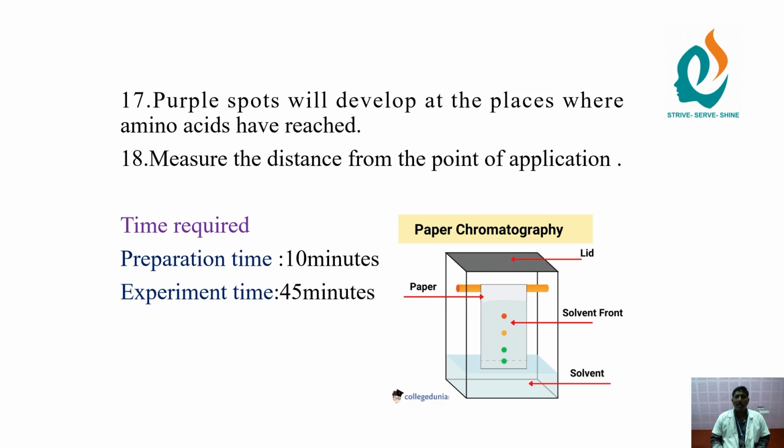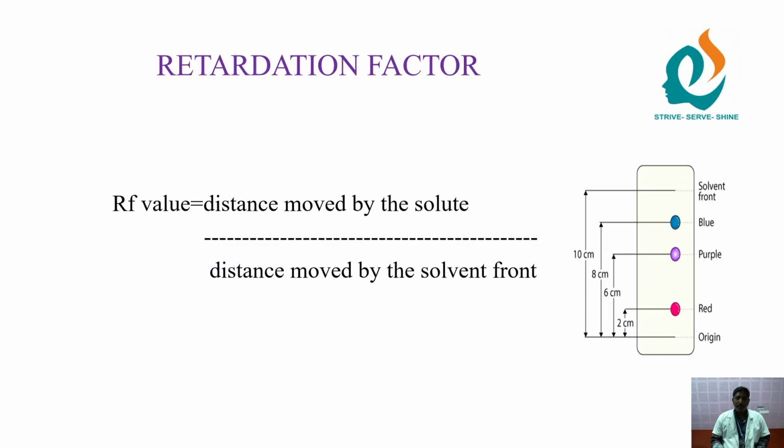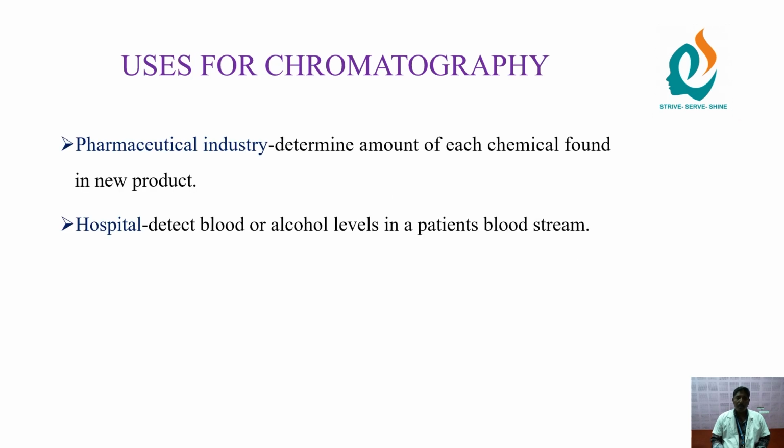Time required for paper chromatography: preparation time 10 minutes, experimental time 45 minutes. Retention factor, the formula for paper chromatography RF value: distance moved by the solute divided by distance moved by the solvent front.